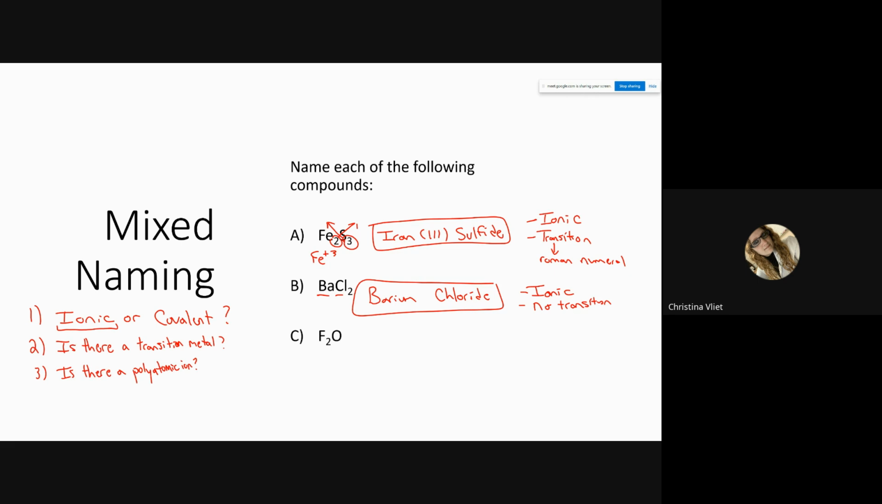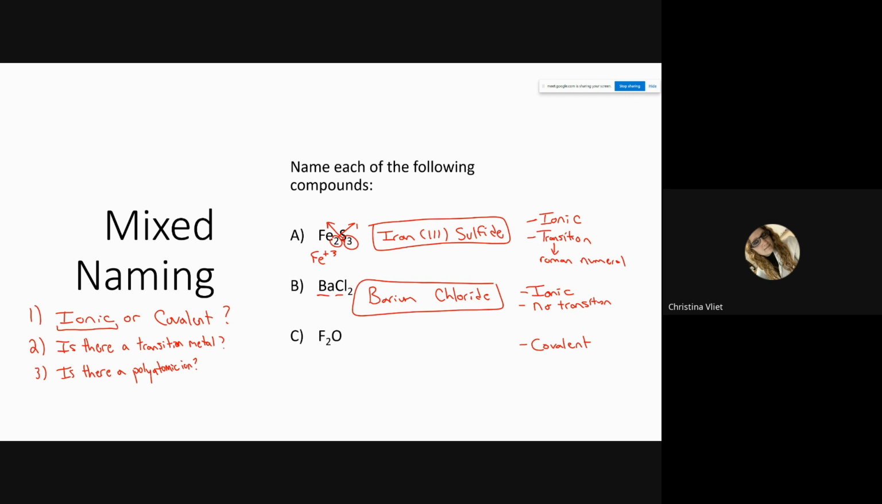First question, ionic or covalent? Covalent, because the beginning is not metal. They're both nonmetals. So because it's covalent, what does that mean I have to do? I know my strategy immediately once I know it's covalent. There's no metal, so there can't be a transition metal. We stop once we know it's covalent. There's nothing else to do.